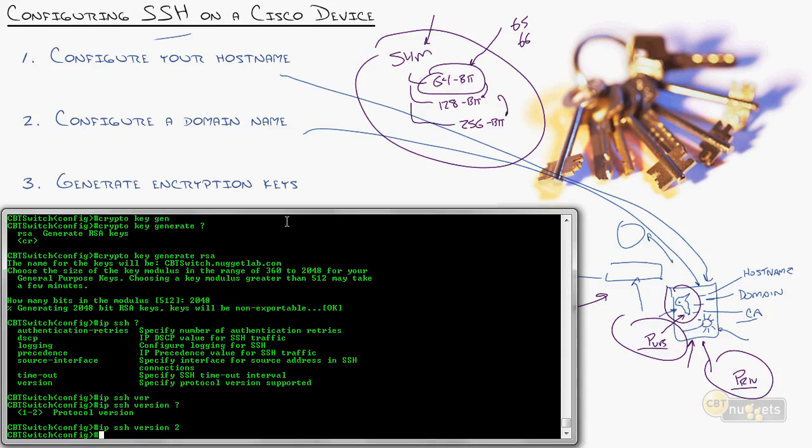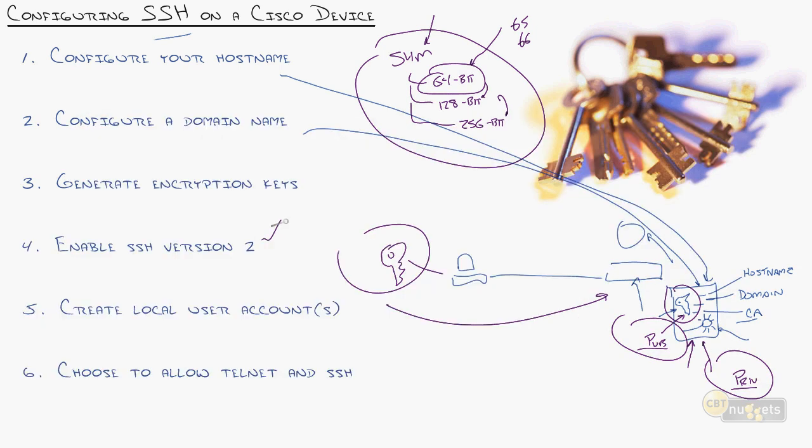Version 1 is old, and nowadays considered bad form. It's not like somebody can hack it. It's just they've come out with improvements since then. So version 2 is the one that we want to use. Think of that as like a light switch behind the scenes. I just turned on SSH version 2.